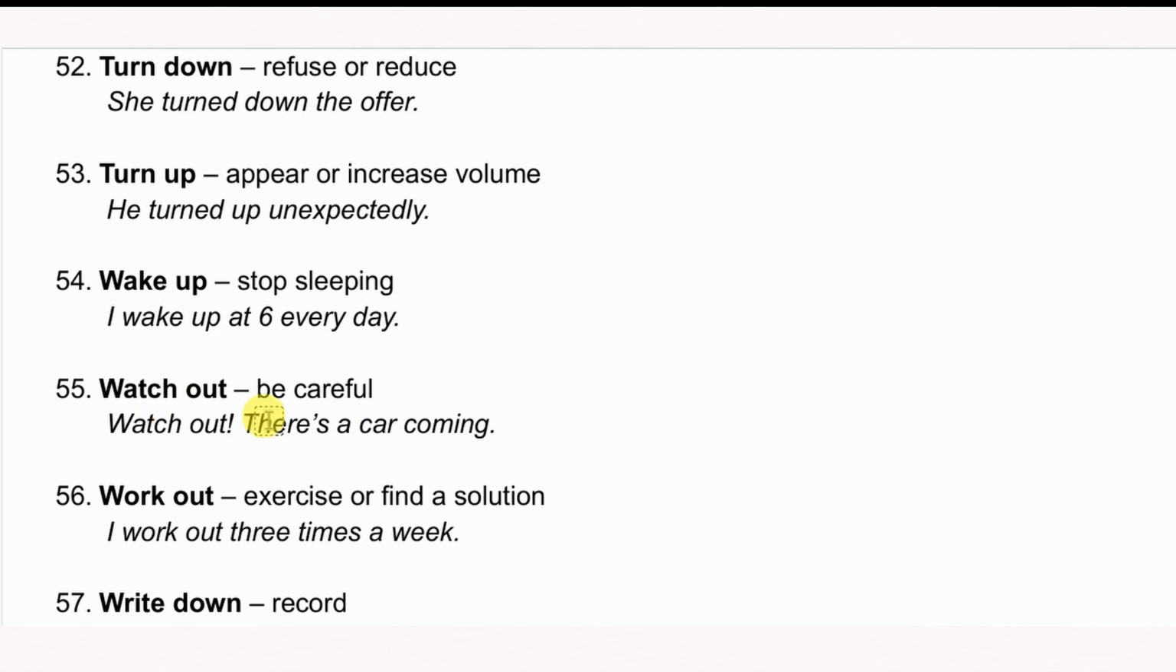55, to watch out. To watch out, this is to be careful. Watch out, be careful. Look out. I hope we had that word also. Watch out. There is a car coming. Be careful. Look out. Watch out. Okay? Be careful. There is a car coming. So which means maybe if you're not careful, the car may knock you or something else bad may happen. Watch out. There is a car coming. Be careful.